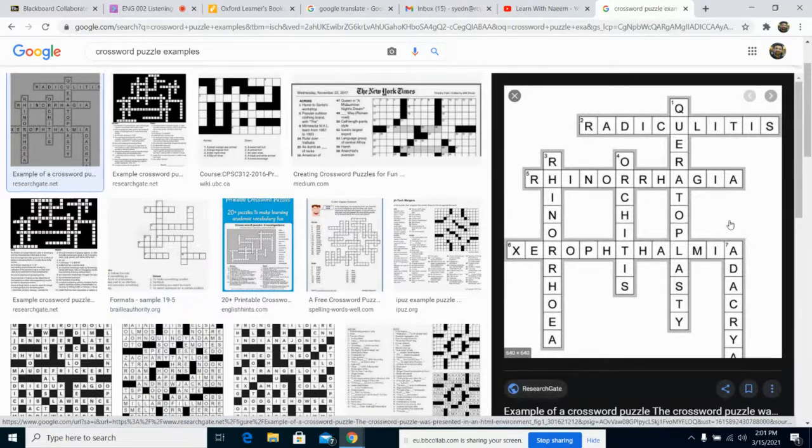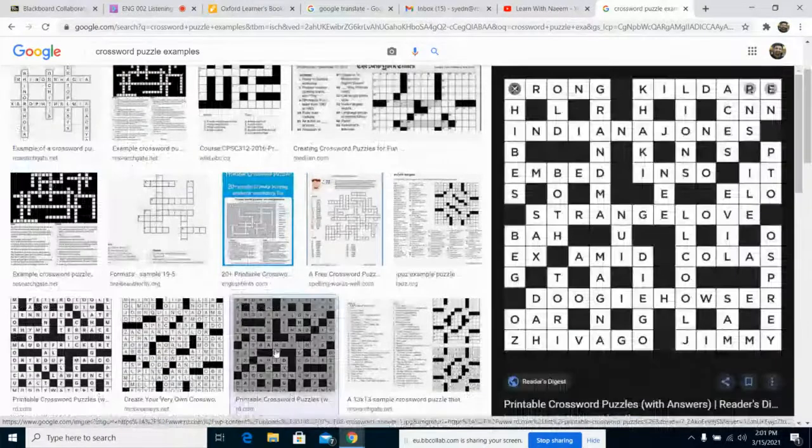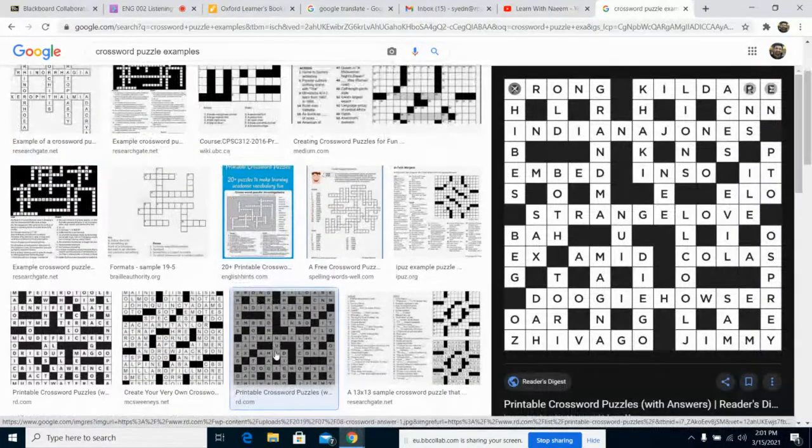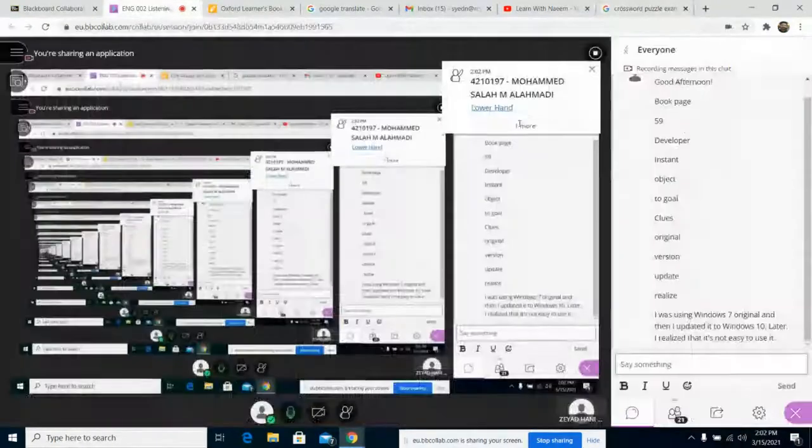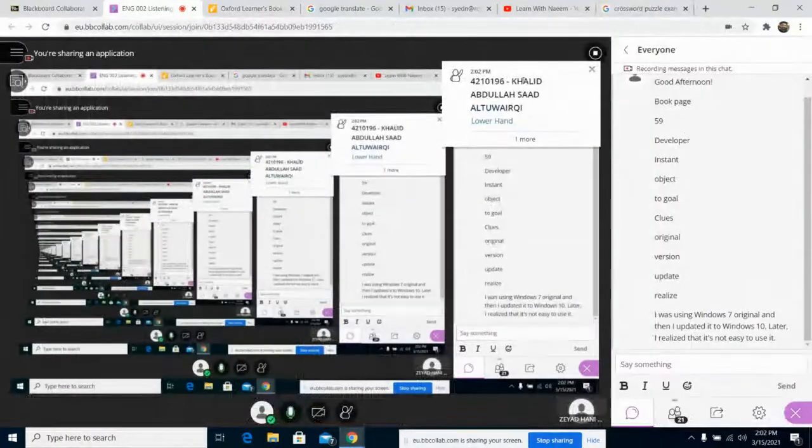Okay, so through this, actually, we improve our English ability. Look at this one. Which word do you see first? Which word do you see first? And you can give me the meaning of this clue, this puzzle. Which word do you know the meaning of here? There are some words. Can you identify one word? Very easy and simple words are here. Yes, Mohammed. Indiana Jones.